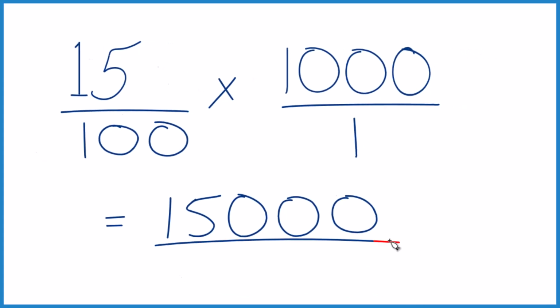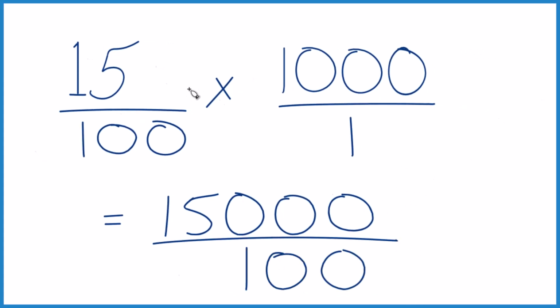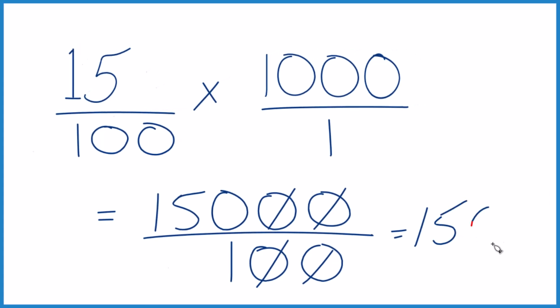100 times 1, that is 100. So now we just divide 15,000 by 100 and we get 150. And that's what we got before.